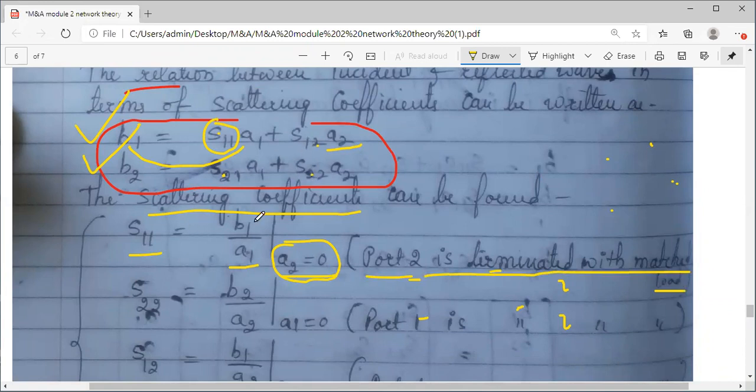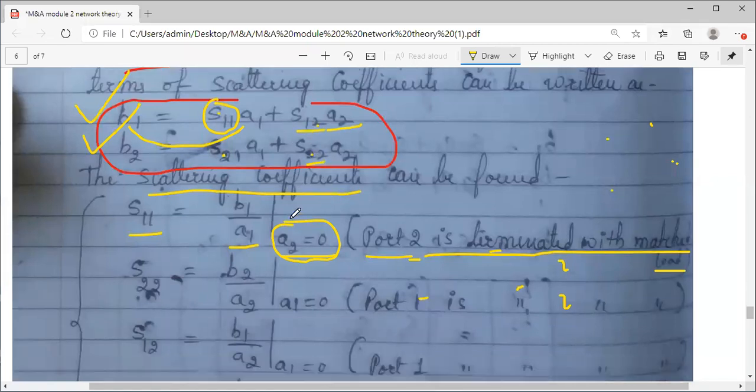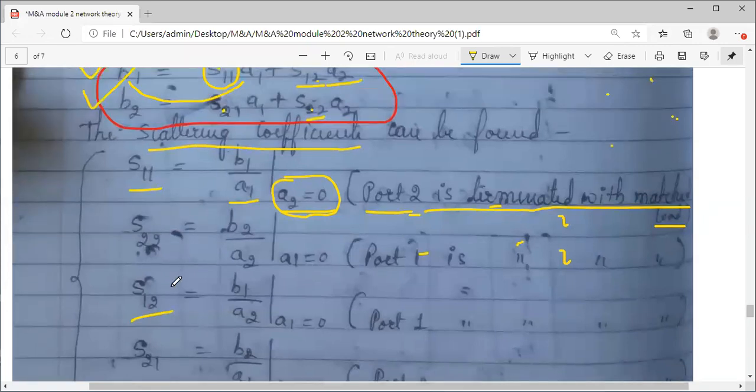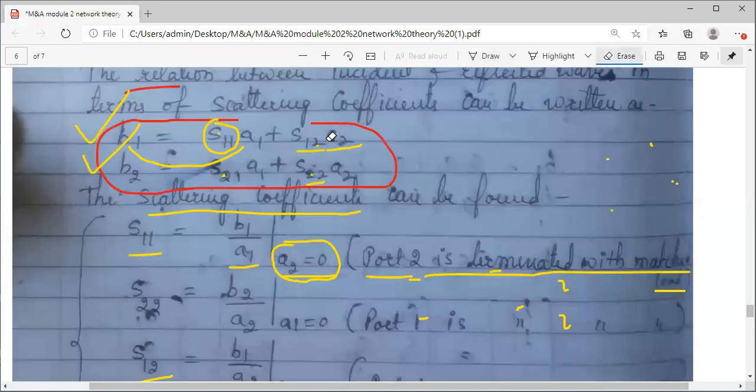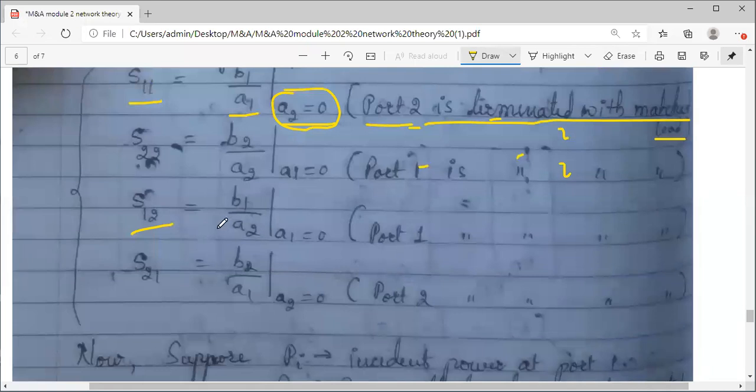Similarly, sequentially I have not written. I have first S11, then I have gone for S22. Better let me take S12. So how can I get S12? For S12 I don't want A2. So A1 should be 0, the ratio of B1 by A2, with A1 equal to 0.